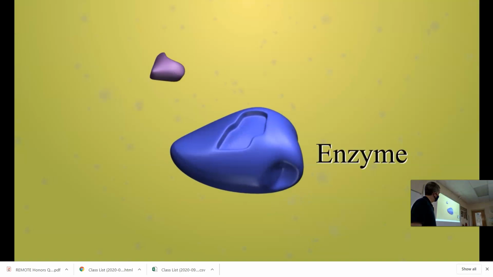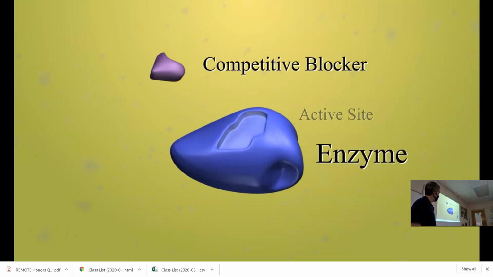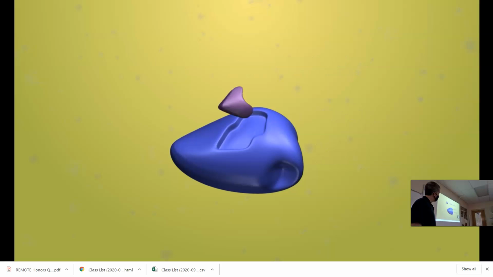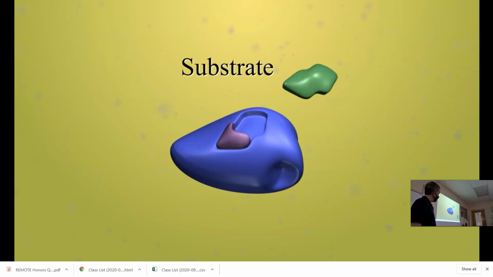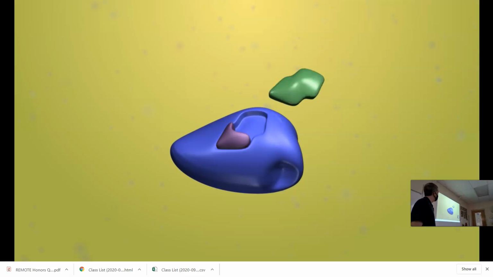Competitive inhibition occurs when an enzyme encounters a blocker, which mimics the properties of the substrate and binds to the enzyme's active site. Thus, the substrate can't plug in. The active site is not available for attachment, and no reaction will occur.